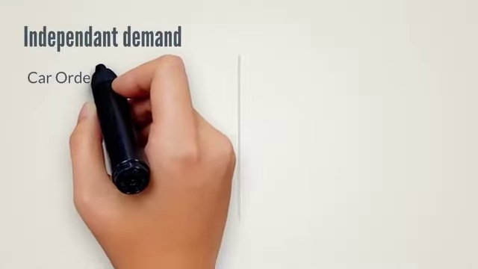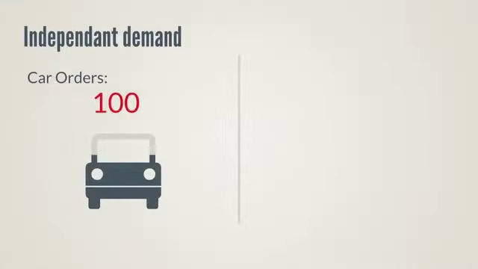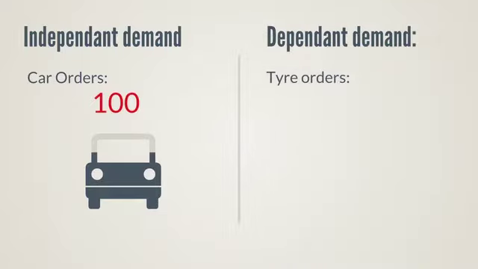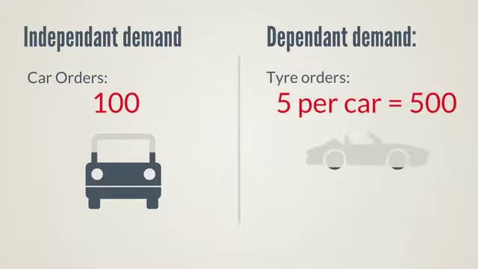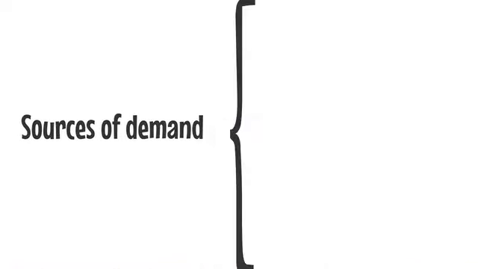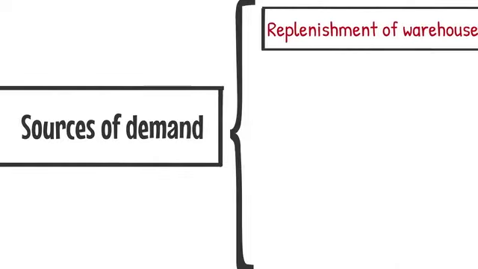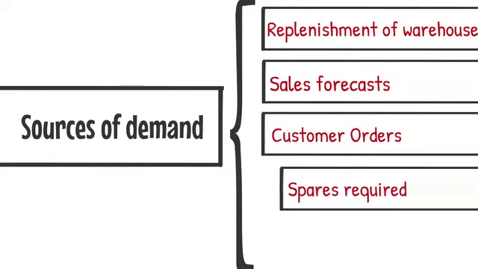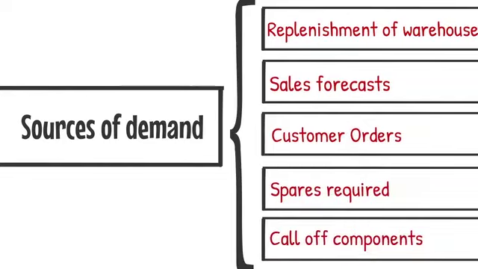You get two different types of demand, namely independent demand, such as the order for 100 cars, and dependent demand, such as needing to order 5 tires per car, so you'd have to order 500 tires. Therefore, the tires are dependent on the amount of cars that are being ordered. Demand comes from different sources, such as replenishment of warehouses, sales forecasts, customer orders, spares required for servicing equipment, and call of components from other plants.